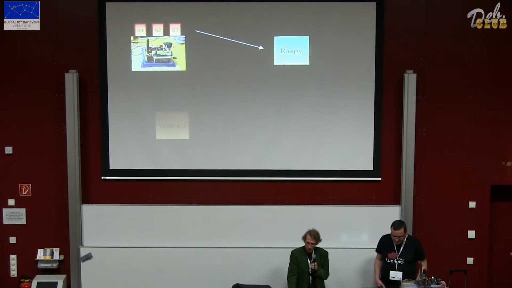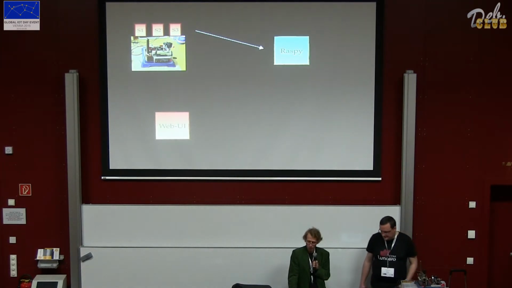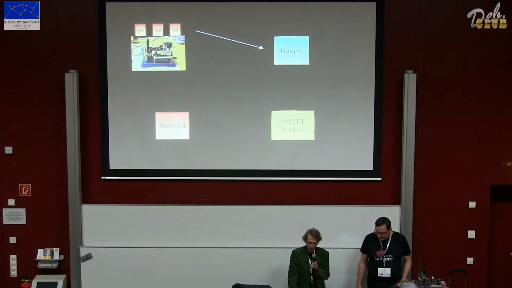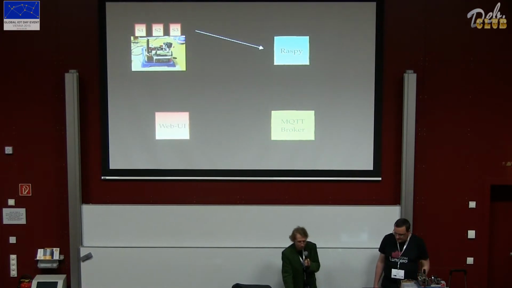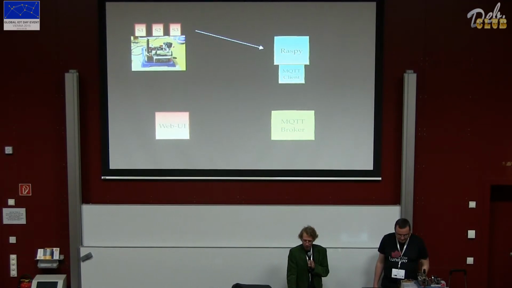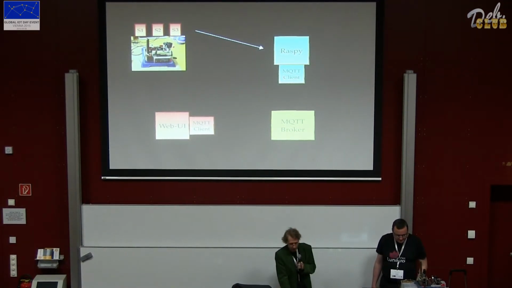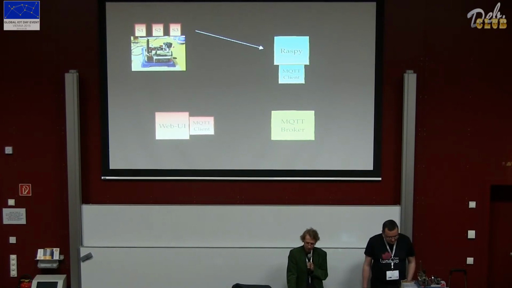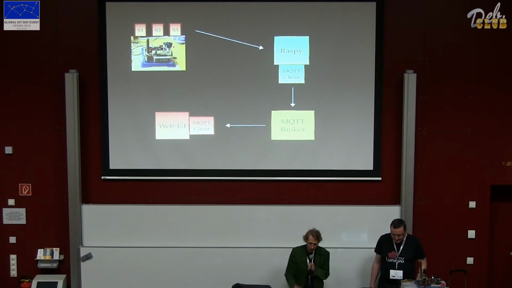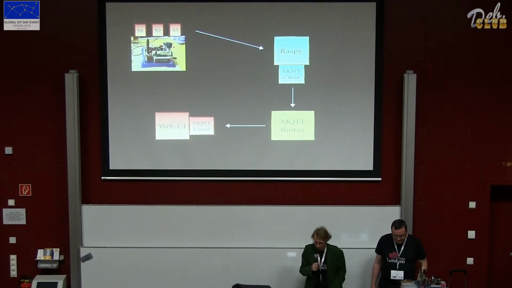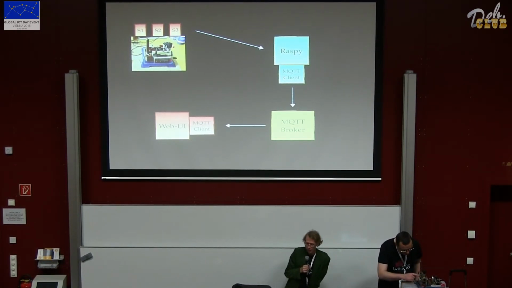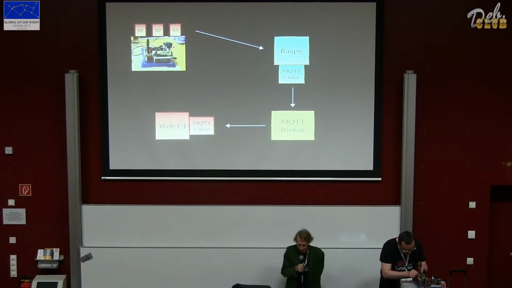Okay, there's a web UI, and there is an MQTT broker. The sensor data is sent to our Raspberry Pi. Therefore, we need an MQTT client, and even the web UI needs an MQTT client. So the Raspberry sends the data to the broker, and the broker will forward it to the web UI. We are just using PubSub, so publish subscribe mechanism.